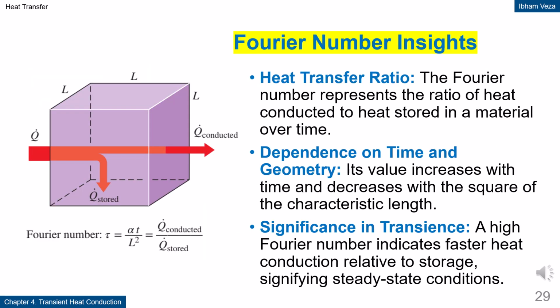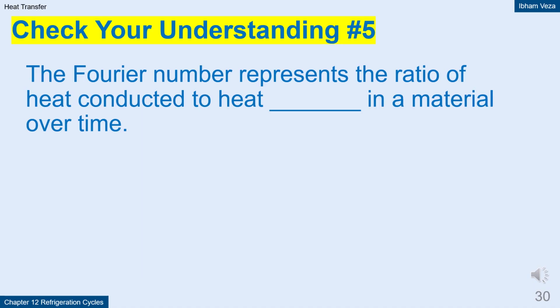Fourier number insights. The Fourier number represents the ratio of heat conducted to the heat still stored in the body. Its value increases with time and decreases as the characteristic length becomes larger. This number essentially measures how far the transient process has progressed. If its value is large, the system is close to steady state. Therefore, the Fourier number is a very important dimensionless time parameter. The Fourier number represents the ratio of heat conducted to heat stored in a material over time.